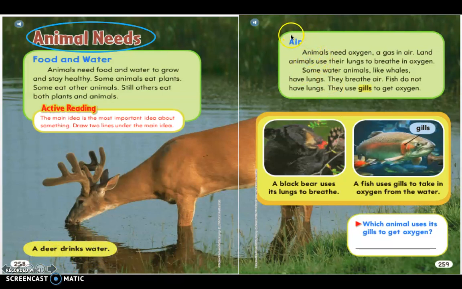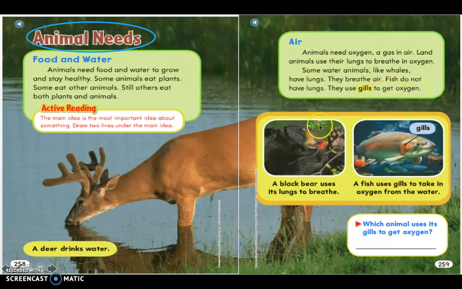In this area, it says air. Animals need oxygen, a gas in air. Land animals use their lungs to breathe in oxygen. Some water animals, like whales, have lungs. They breathe air. Fish do not have lungs. They use gills to get oxygen.